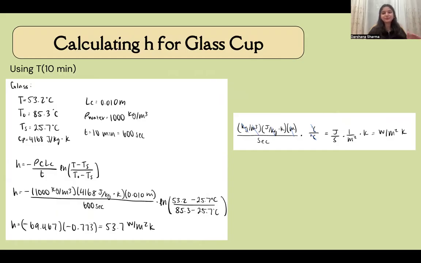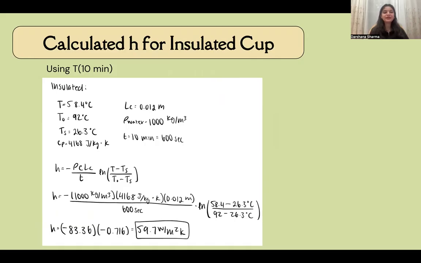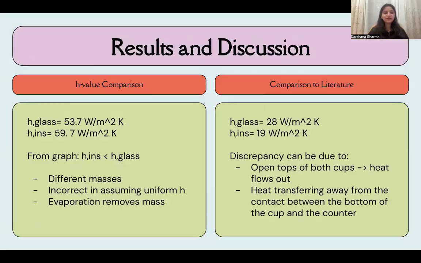So I plug that in, the temperature value, 10 minutes, I convert it to seconds. I get H equals 53.7 watts per meter squared Kelvin. And on the right, it's just like my units canceling out because there's a lot of variables going on. And I calculate H for the insulated cup also using T equals 10, just to make sure that it's all uniform. And when I compare the H values, I see that the H of the insulated cup is higher than the H of the glass cup. But from the graph and from what we know about insulated cups, H insulated should be lower than H glass.